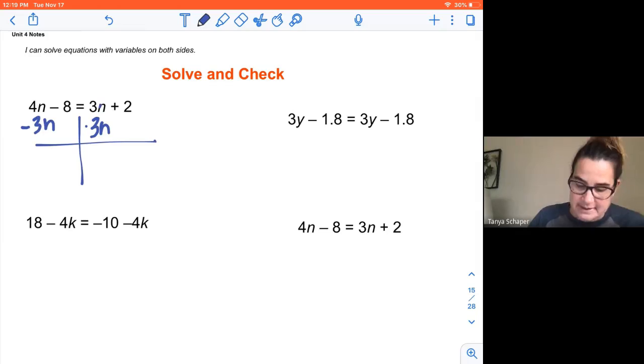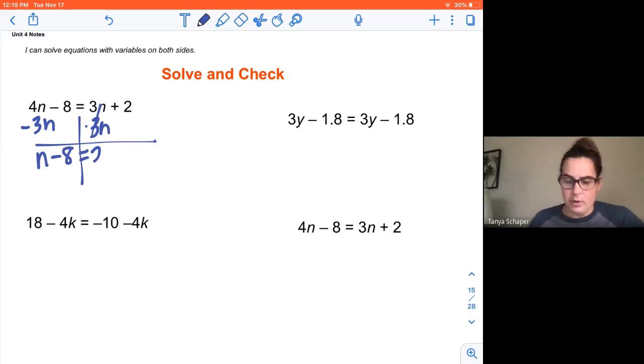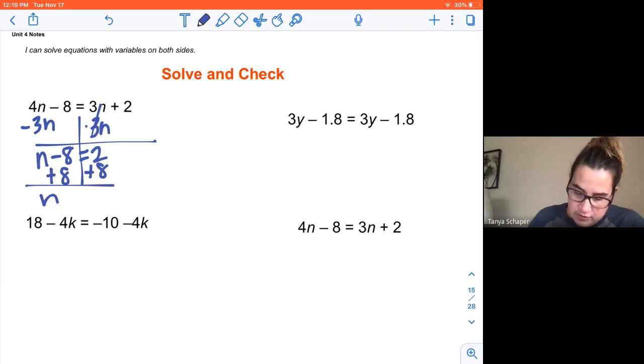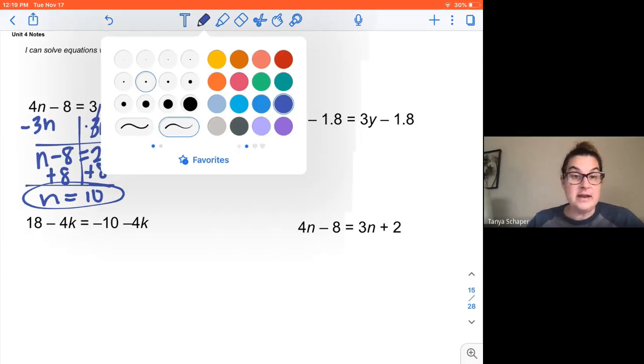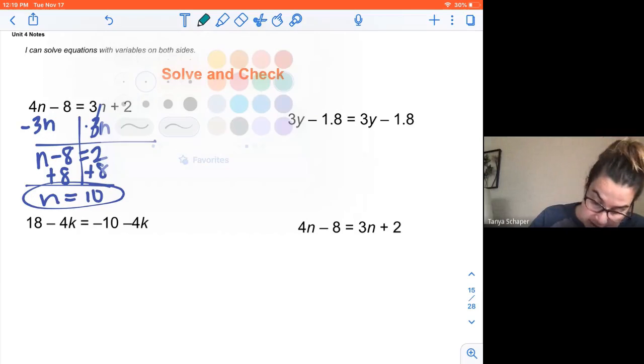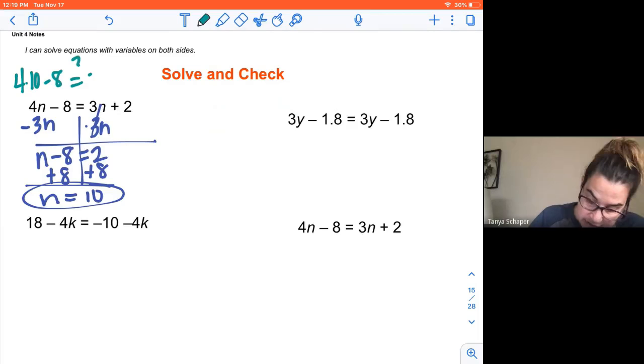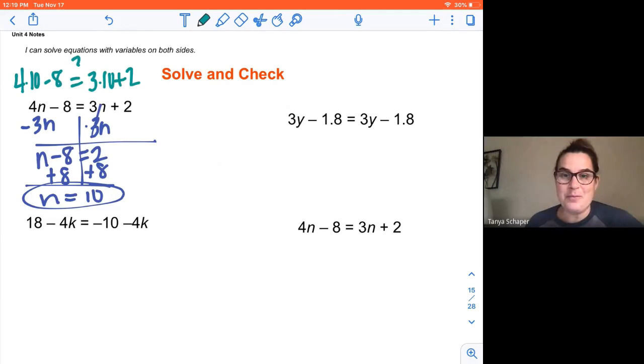So I'm going to start by subtracting 3n from both sides. I end up with n minus 8 equals 2. Then we're going to add 8 to both sides. n equals 10. Okay. Now to check it, keep in mind that we want you to go back and put the value in for n. So is 4 times 10 minus 8 the same as 3 times 10 plus 2? And they both equal 32. So I'm good to go. Okay. Let's go to the next one.